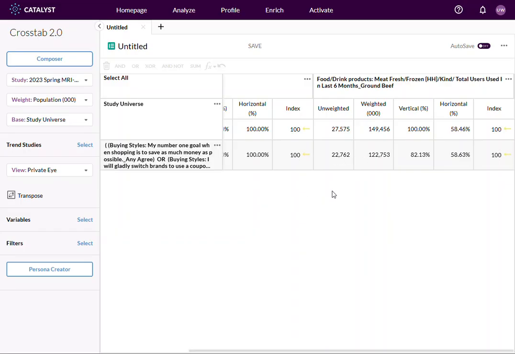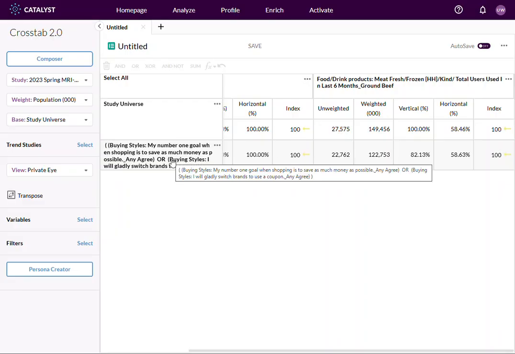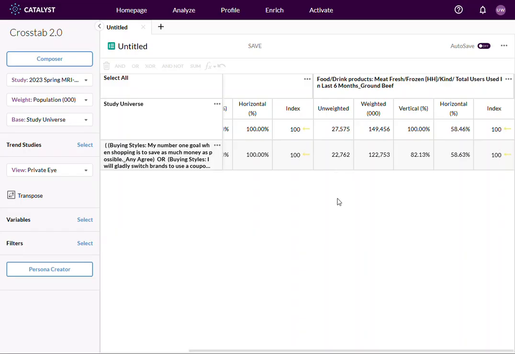So now we can see our unweighted, weighted, vertical, horizontal, and index numbers, and those all tell us something. The unweighted number tells us how many people in our survey answered yes to both questions: I bought ground beef in the last 6 months and I like to save money. 22,762 respondents out of 27,000 answered yes to both of those things.